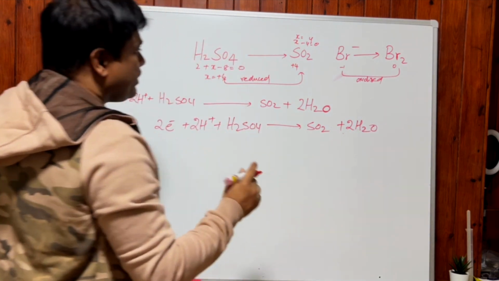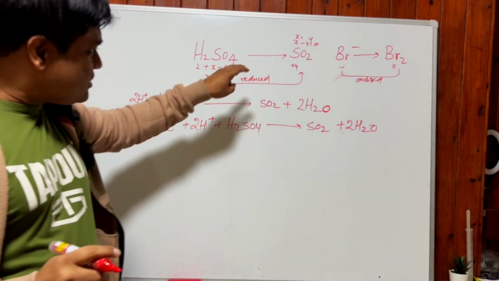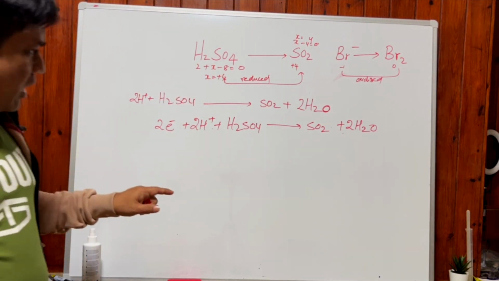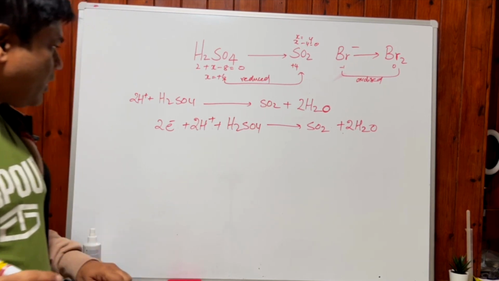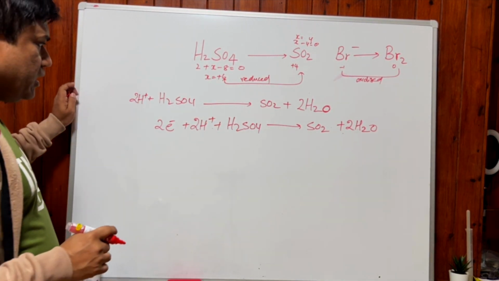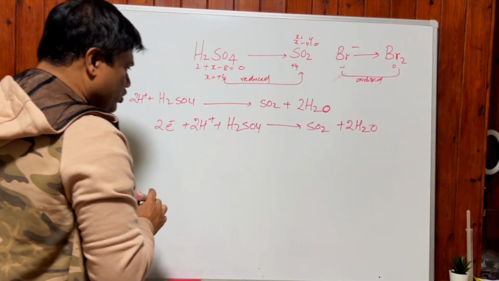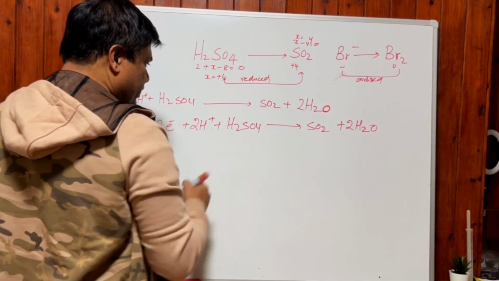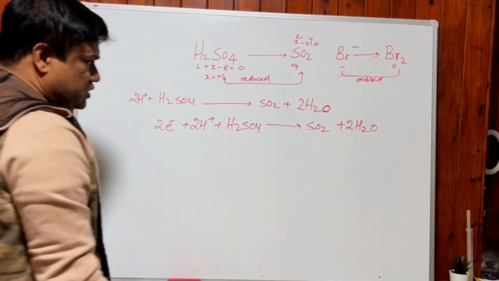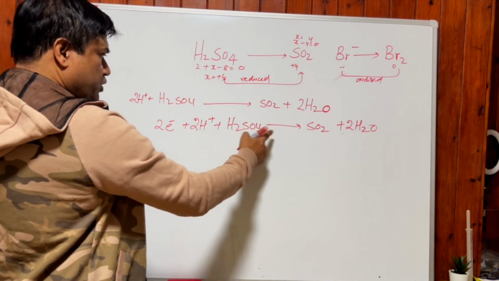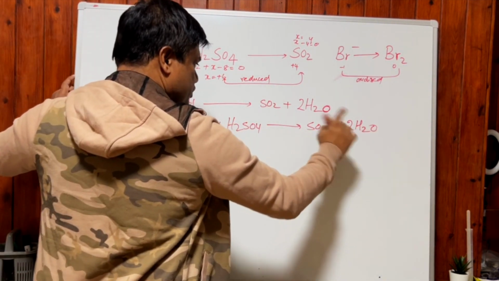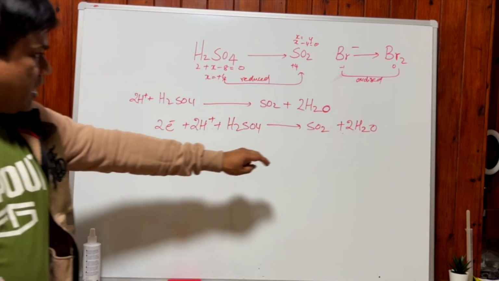So look at that. We are balancing all these equations in acidic medium. I will teach you how to balance the equation in alkaline or basic medium. Now check whether everything is balanced or not. 1 sulfur, 1 sulfur, 4 oxygen, 4 oxygen, 2 oxygen and 2 oxygen, 4 oxygen. How many hydrogen?